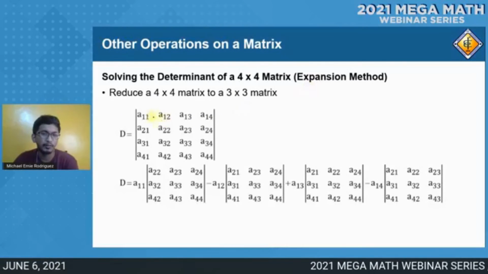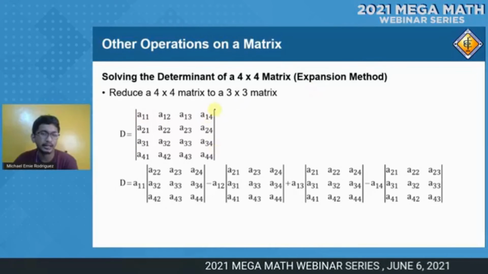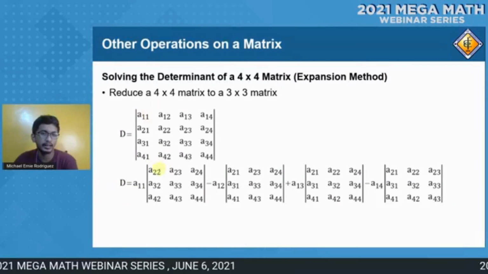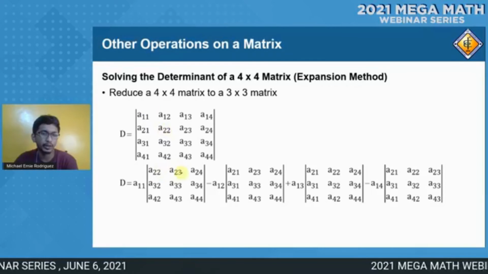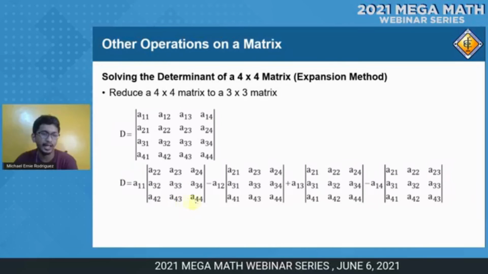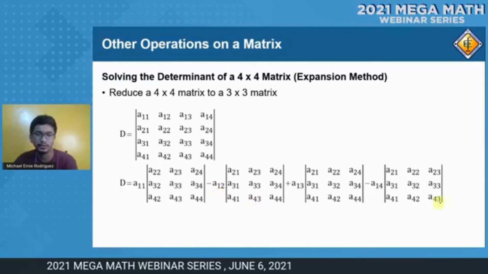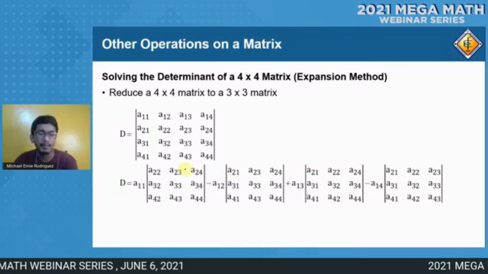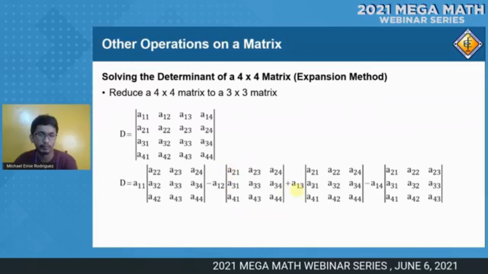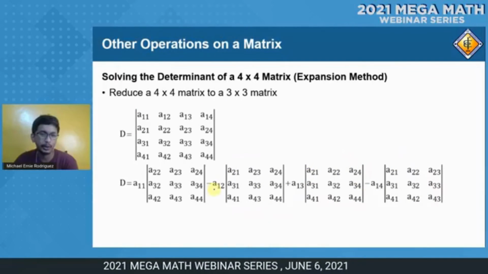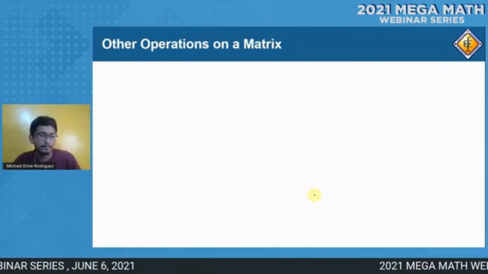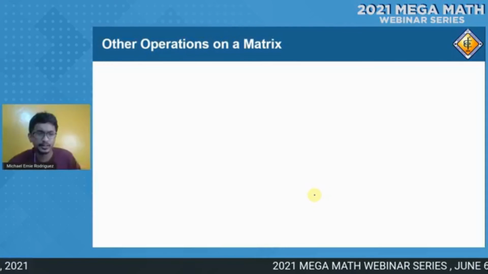So from a 4 by 4 matrix, the determinant D is equal to A11 times the determinant of the matrix with A22, A23, A24, A32, A33, A34, A42, A43, A44. This is the formula we follow. You have to evaluate the determinants of these 4 matrices, and then apply the operation. That is the expansion method.